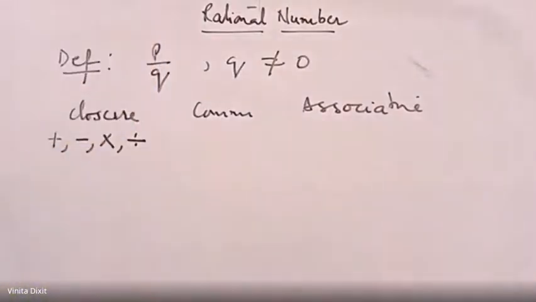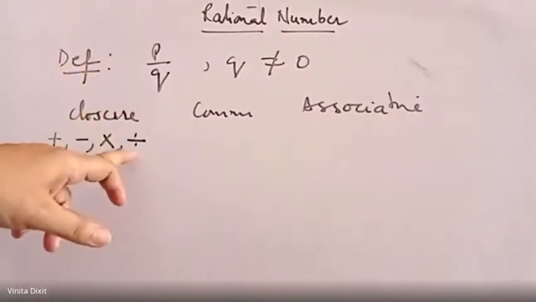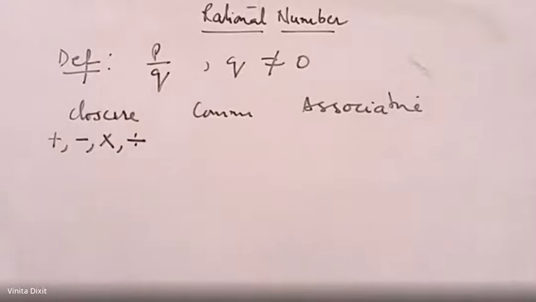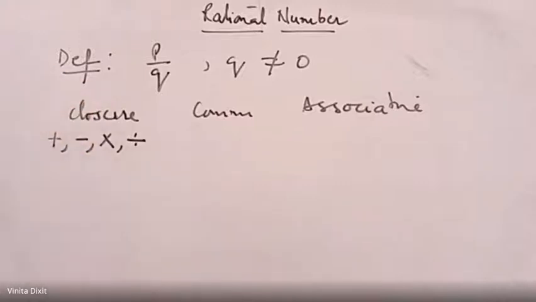And what is closure property? Closure property means that if you add any two rational numbers, you will get a rational number. If you subtract two rational numbers, you will get a rational number. You multiply two rational numbers, you will get a rational number. You divide two rational numbers, you will get a rational number. So it holds good for all the four operations. That is the closure property.